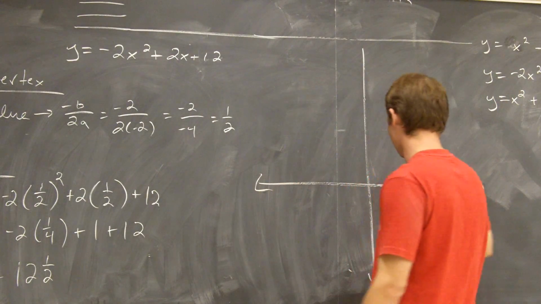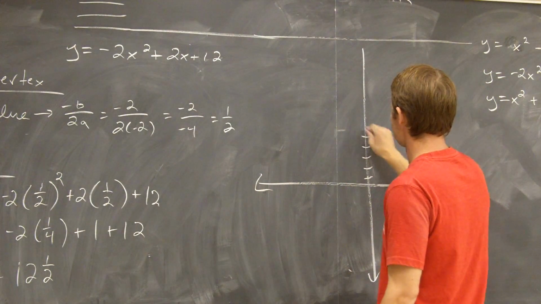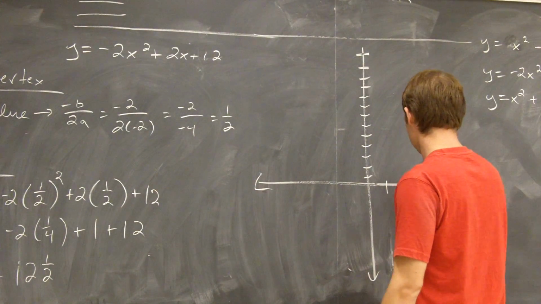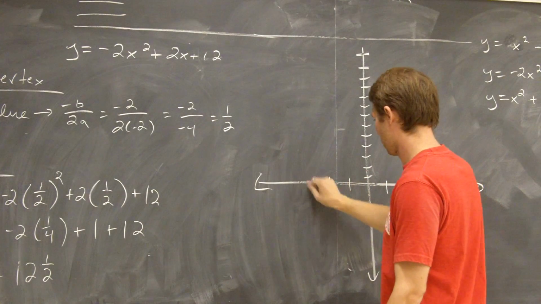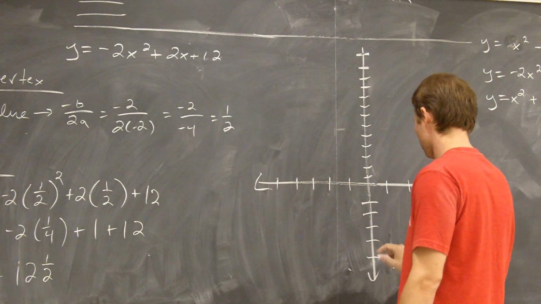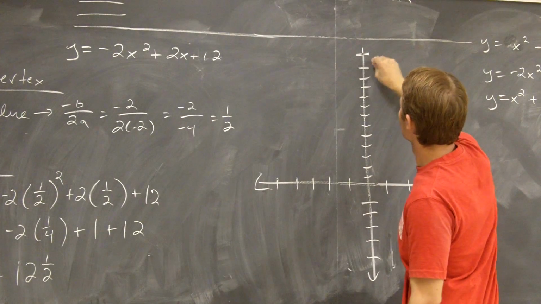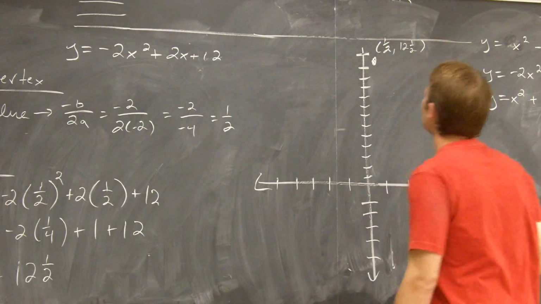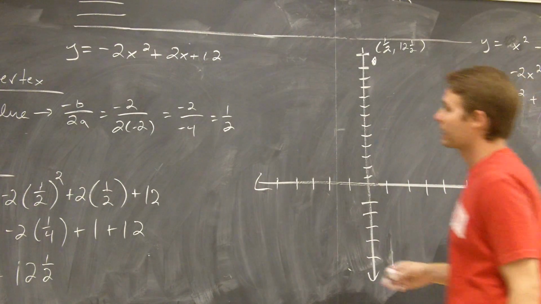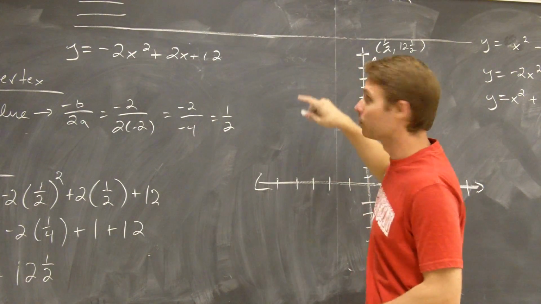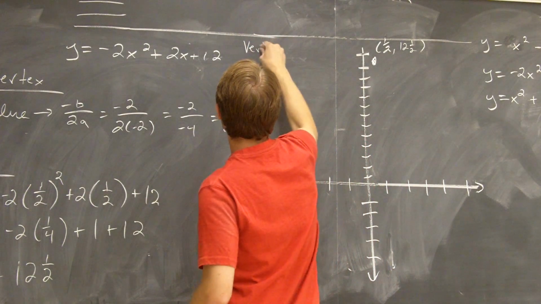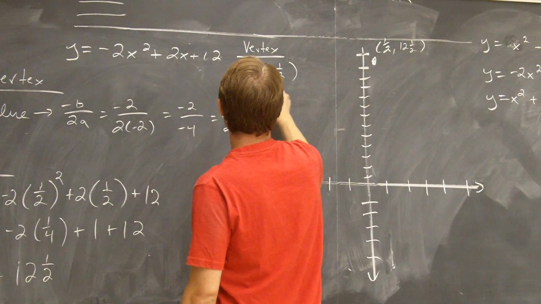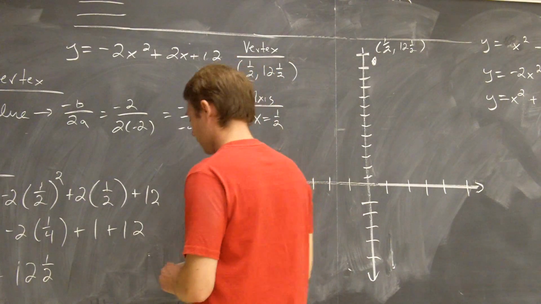So the vertex will be here at the point 1/2, 12.5. So we'll put it right here. Okay, so that's our vertex. And then we know our axis of symmetry will be the line x equals 1/2. So we got a vertex at 1/2, 12.5, and the axis of symmetry will be the line x equals 1/2.